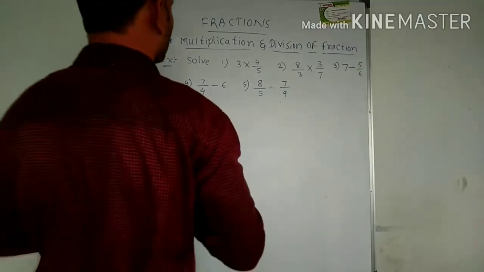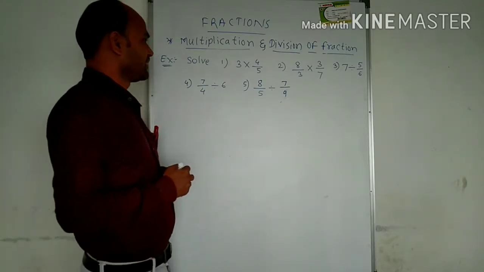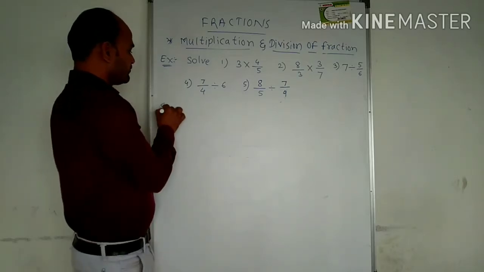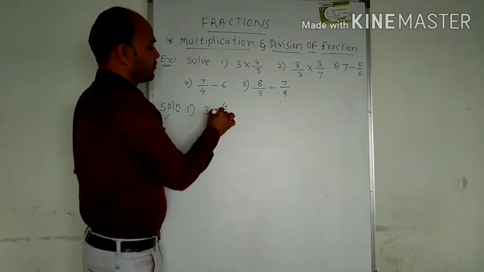We are going to discuss the multiplication and division of fractions. Let me see some solved examples. The first one we can take is 3 multiplied by 4 upon 5.